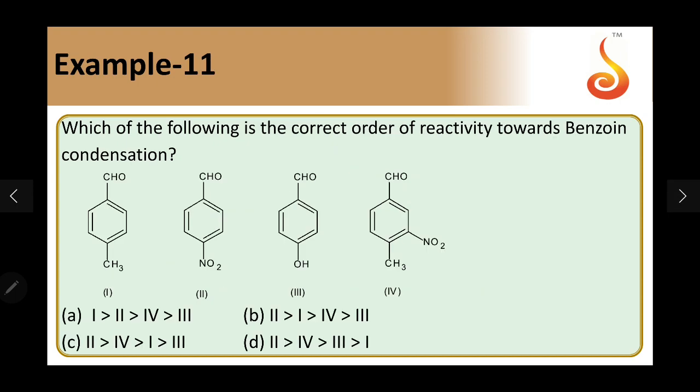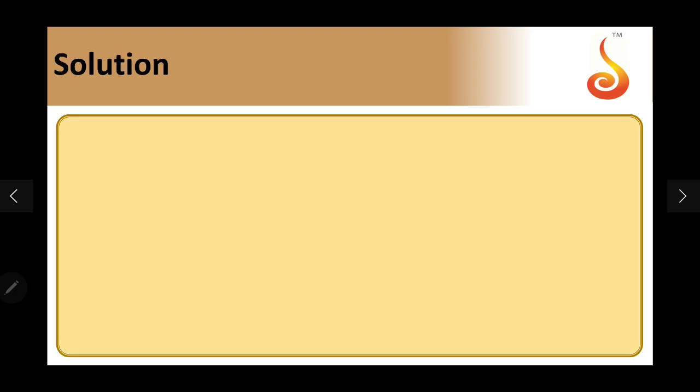Example 11. Which of the following is the correct order of reactivity towards benzoin condensation? So, benzoin condensation is a nucleophilic addition reaction in the first step. So, we can see the reactivity of the compounds. We have been given all benzaldehydes, benzoin condensation. So, benzaldehyde should be the reactant.